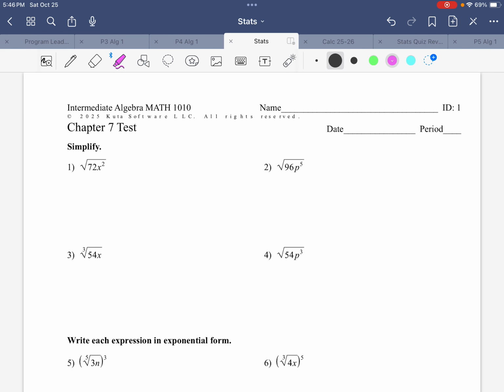All right, this is the Chapter 7 test review. I put test up here, but this is the review that we have for it. The first couple here are asking us to simplify. We have the radicals here.